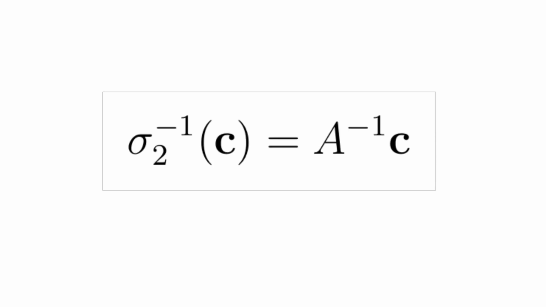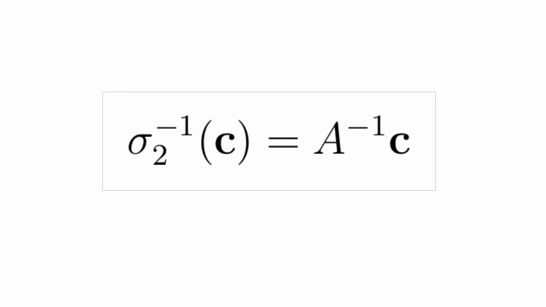Okay, so we're basically done reversing stage 2, and we can now compute the preimage of C under sigma 2 to recover D. And formally, we would write it like this. The inverse of sigma 2 of C is A inverse times C.